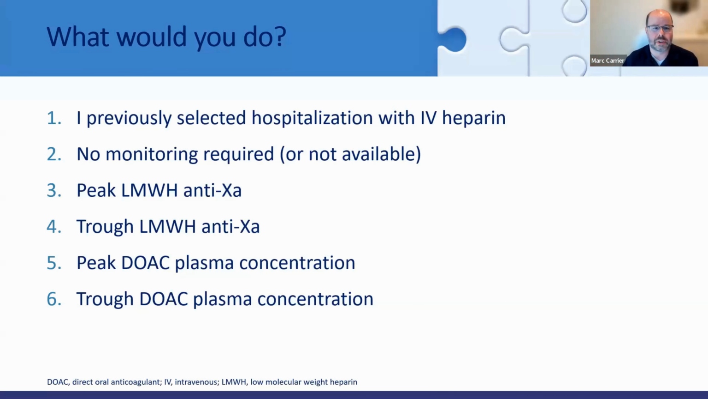Okay, Tyler, you're using 10 milligrams PO BID of apixaban with a creatinine clearance of 12, then followed by 5 milligrams PO BID. Do you do a trough or a peak DOAC plasma concentration, or no?